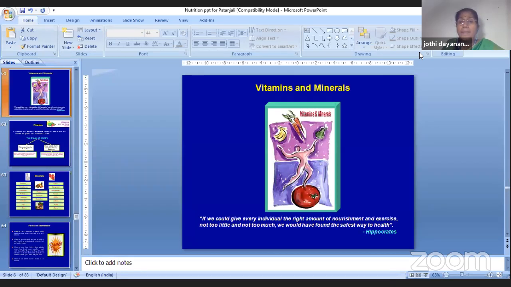Ma'am, you said in the functions of carbohydrates, biological recognition processes. What does it mean? Biological recognition means male, female. So a male has to look like a male and a female has to be like a female. That is called biological recognition. Thank you, ma'am.